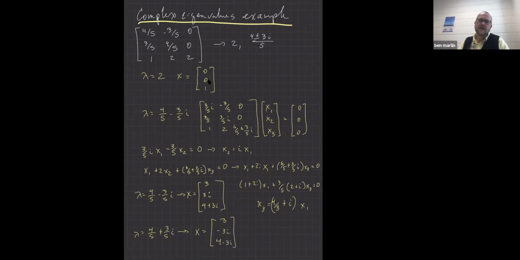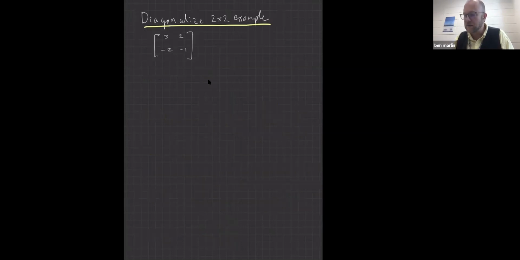Okay, so complex eigenvalues come with complex eigenvectors. The complex conjugates then match up. Okay.